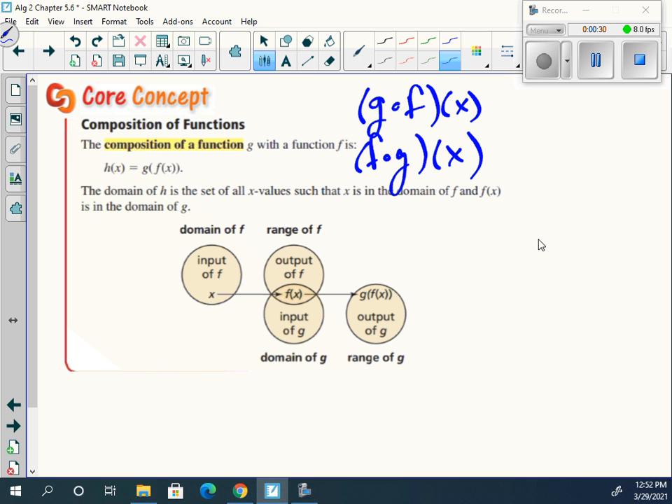And what they kind of call, or nickname, these are Goff and Fog. Fog of x and Goff, these are our composition functions. Now, Fog of x is the same as f of g of x, and Goff is the same as g of f of x. Whenever we work with these functions, we always work from the inside out. So we always start with x and work our way out.